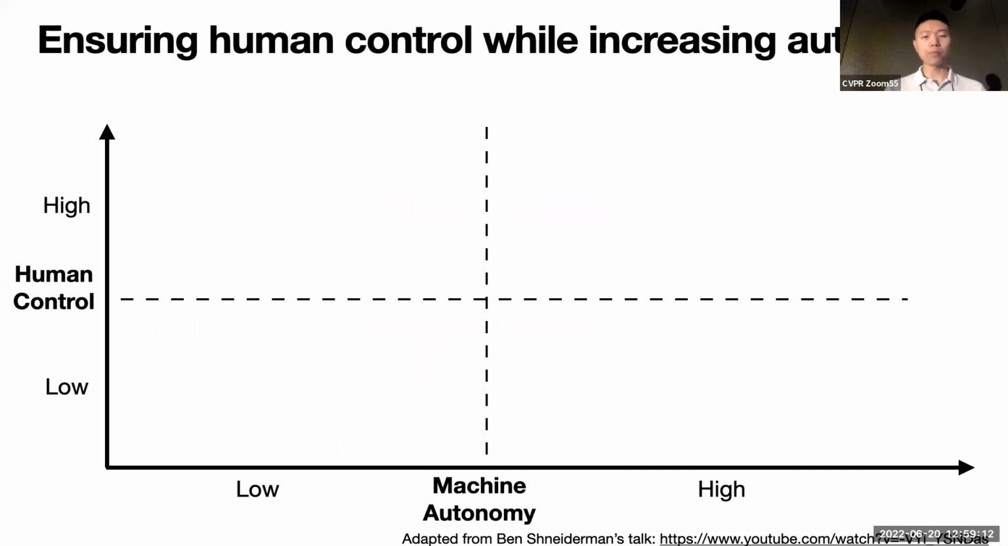Here I show you a plot. The horizontal axis is the machine autonomy, from low to high, and the vertical axis is high human control to low human control. Let's say our ultimate goal is to build reliable, safe, and trustworthy AI systems. So it's at the upper right corner, and we want to go in that direction.